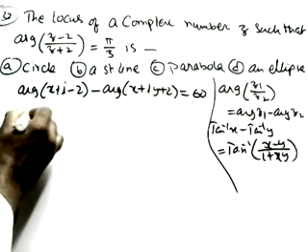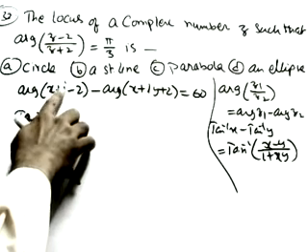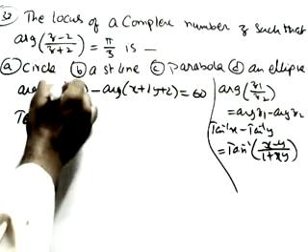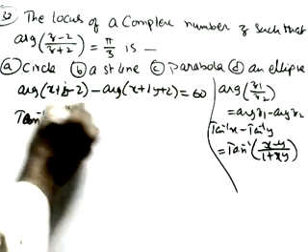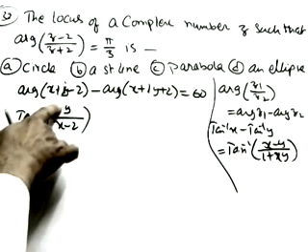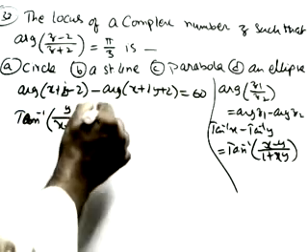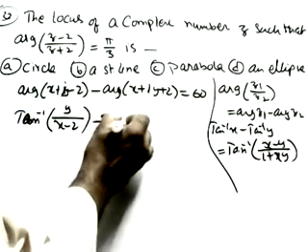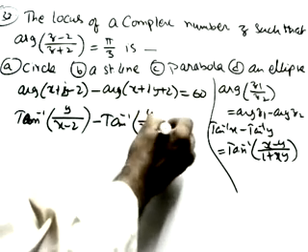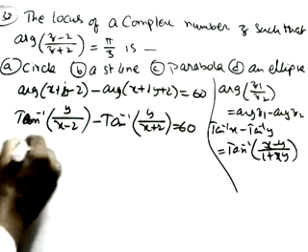Now next, watch carefully. What is the formula of argument? Tan inverse y by x. Here y means the coefficient of i, so the coefficient of i is y, divided by the real part, which is x minus 2. So tan inverse of coefficient of imaginary part by real part, minus tan inverse of y by x plus 2, equals to 60.